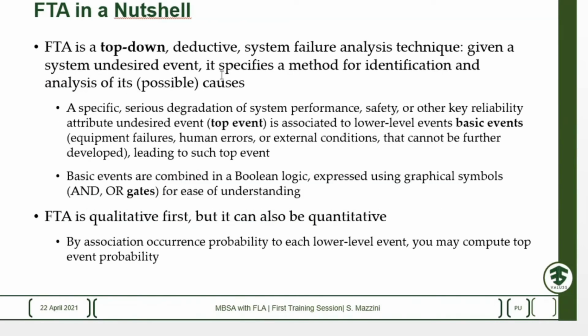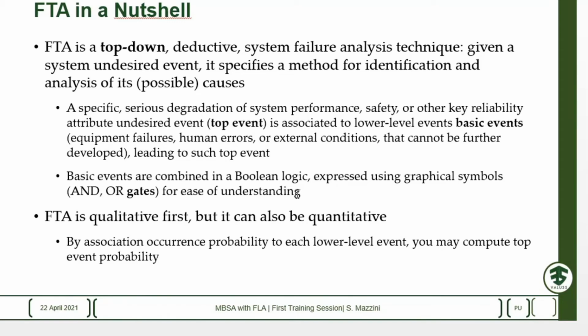Fault tree is a top-down deductive system failure analysis. Given a system undesired event, it specifies a method for identification and analysis of the possible causes. So we consider a top event that is an undesired event, and the associated lower level basic events that can lead to such top event. And basic events are combined in a Boolean logic.